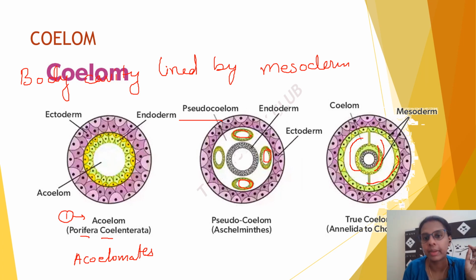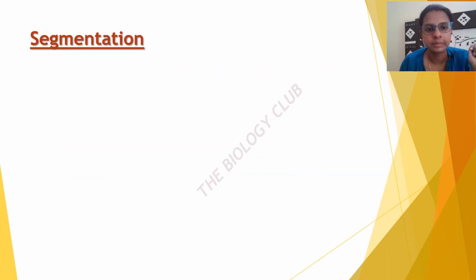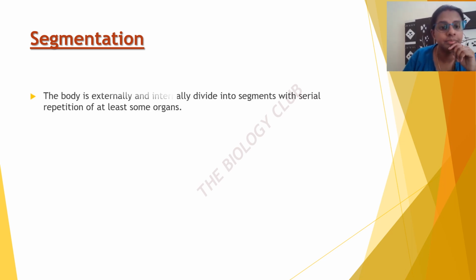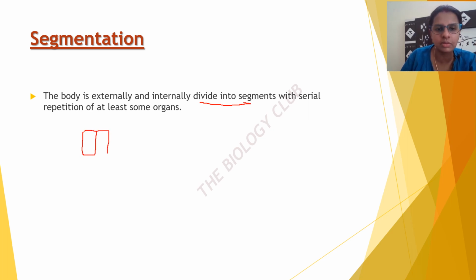Let's move on to the next topic. Segmentation. So, what is segmentation? When the body is externally and internally divided into segments with serial repetition of at least some organs, we call it segmentation. For example, earthworm. Have you seen an earthworm? Of course, you have seen it.